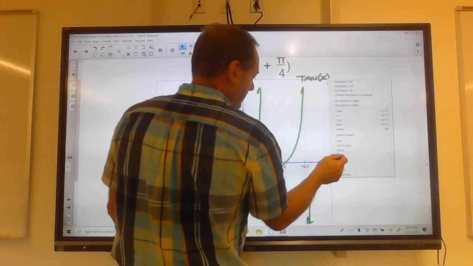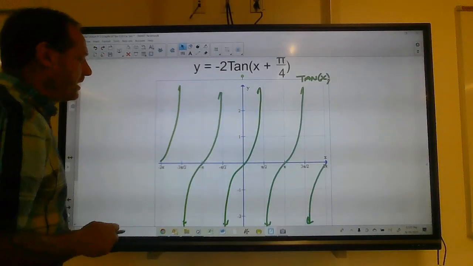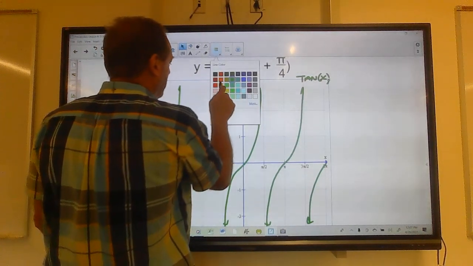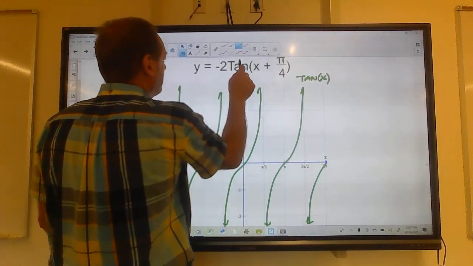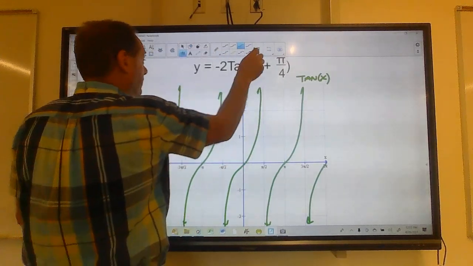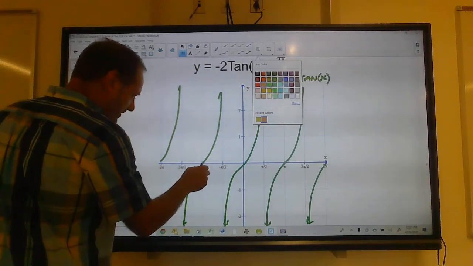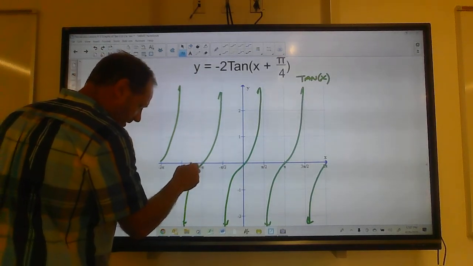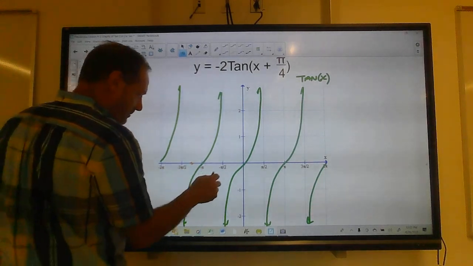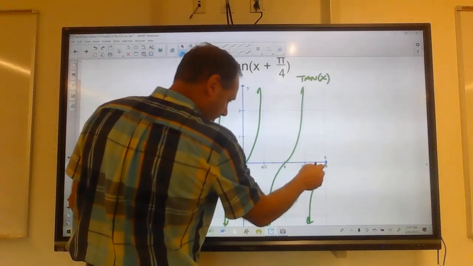I'm going to cheat a little bit here. I'm going to lock this in place, and then I'm going to change this to plus pi over 4. So I'm going to move this thing pi over 4 to the left. So my zero is going to be here, and my 0 is going to be here, and here, and here.